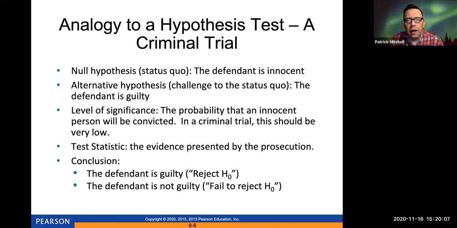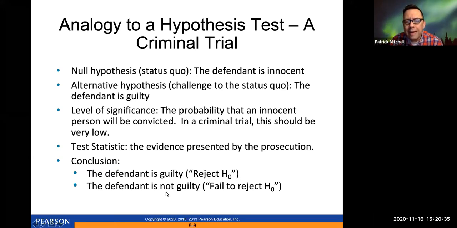And then a criminal trial usually ends with one of two conclusions. Either the defendant is guilty, which in the vocabulary of hypothesis testing would be reject the null hypothesis. Remember, the null hypothesis was the defendant is innocent, or the defendant is not guilty. And in that case, we say fail to reject the null hypothesis.